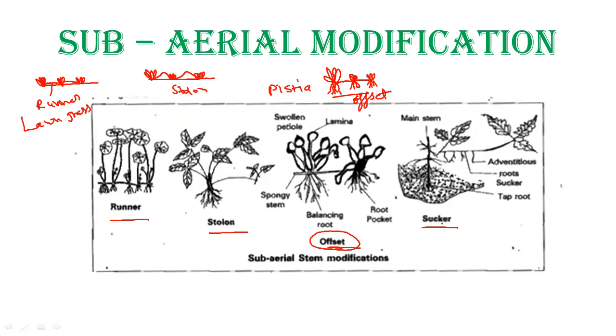Sucker. Sucker is underground. Okay, it develops from the base of the stems. This is the level of the ground. A stem grows and some part of the stem remains underground, and from the base of this underground stem a sucker grows and comes outward and gives birth to a new plant. Okay, this is found in banana. Also, they are known as sucker because they absorb nutrients from the parent plant. Because they are underground, they can't perform photosynthesis, so they suck the nutrients from the parent plant, known as sucker.